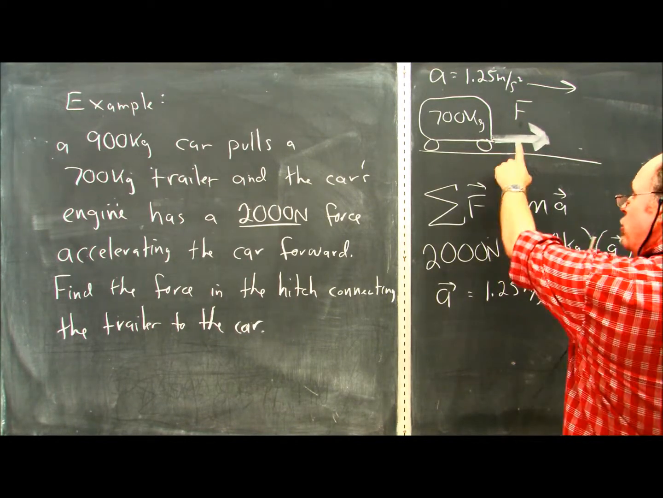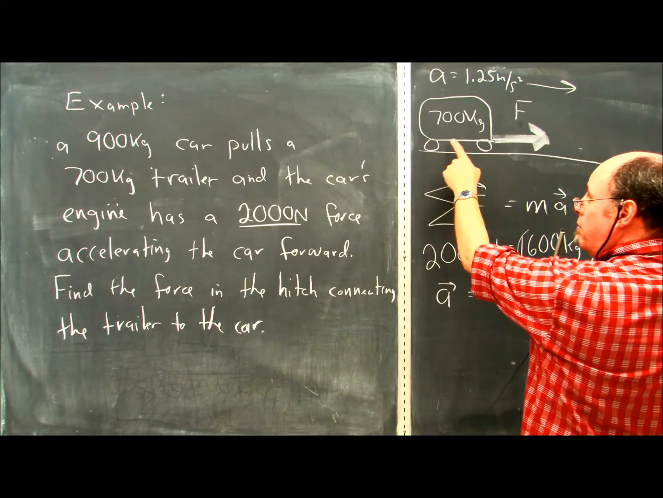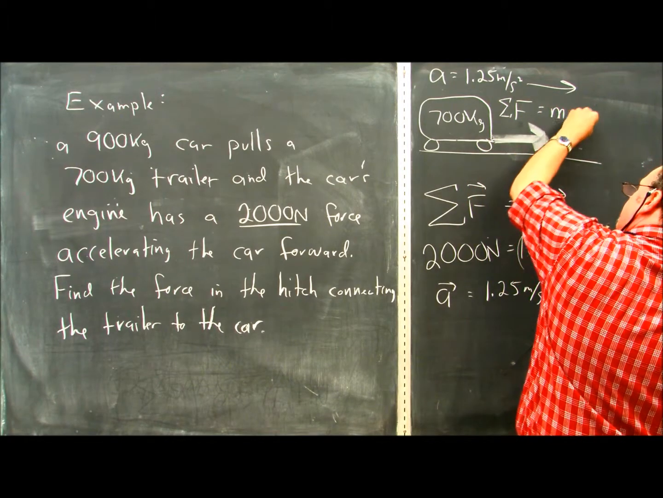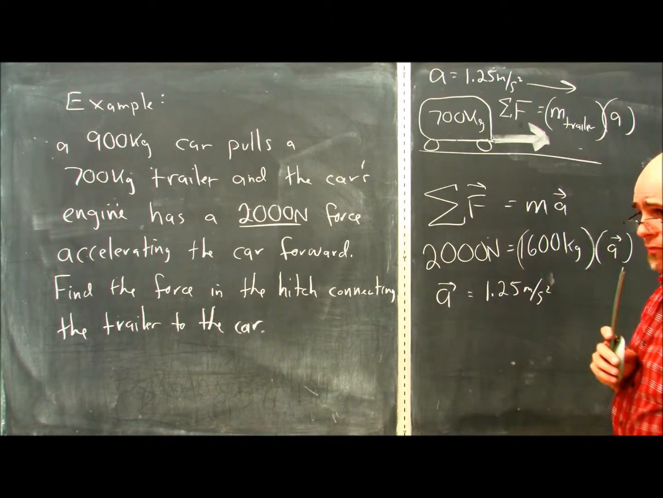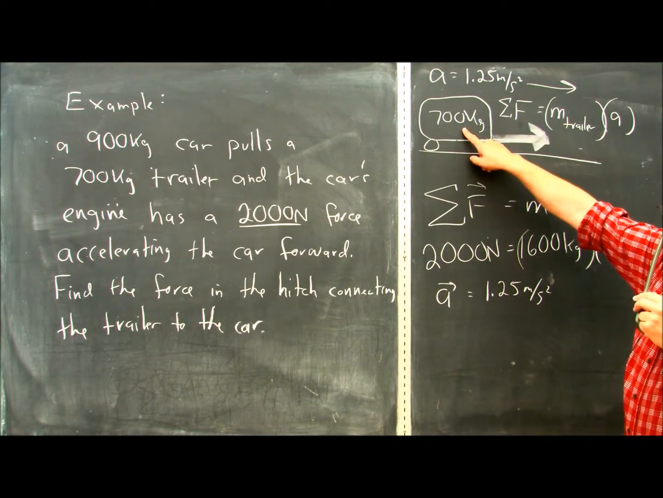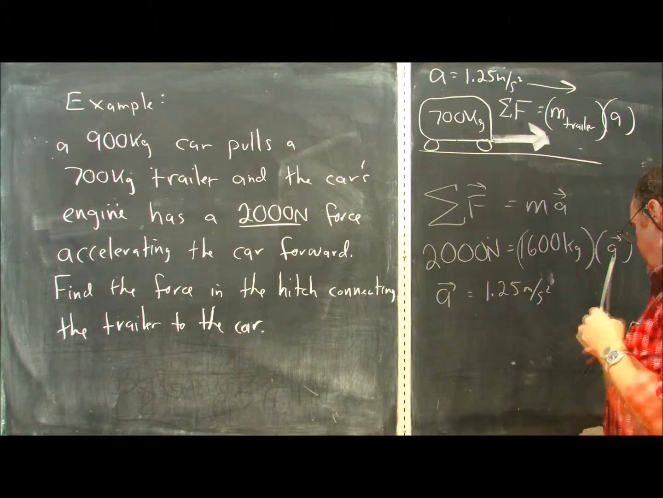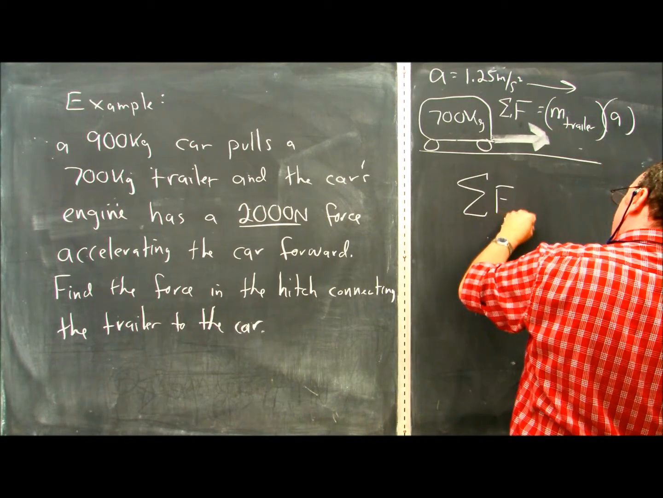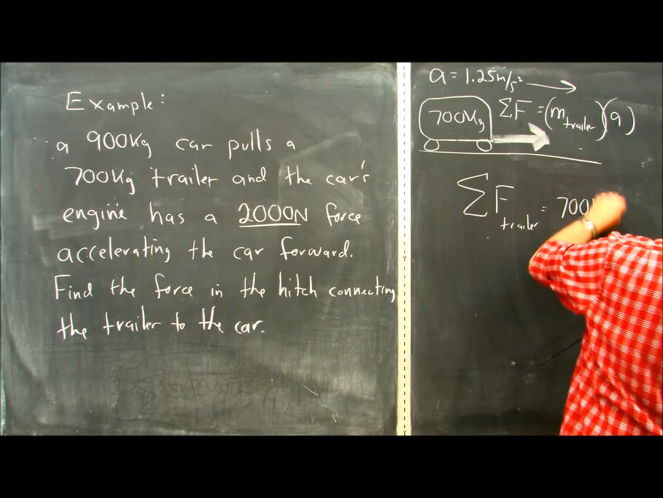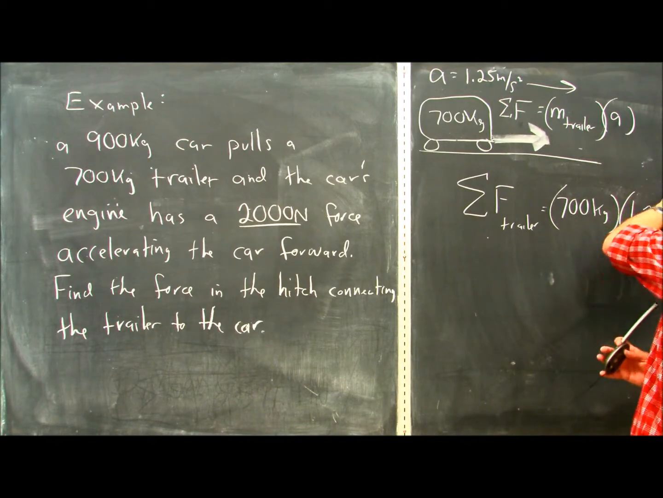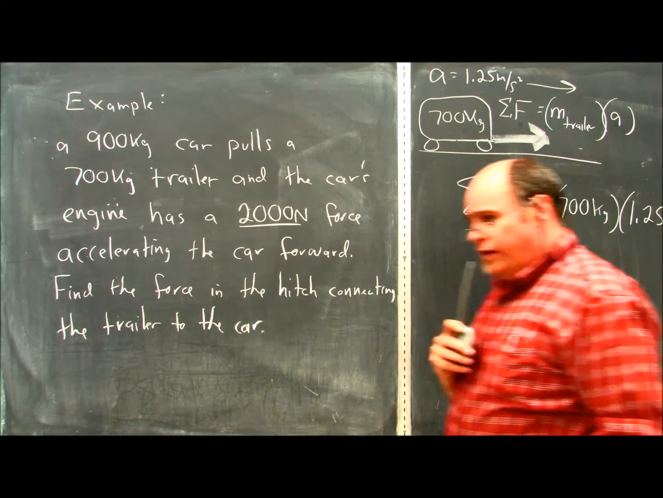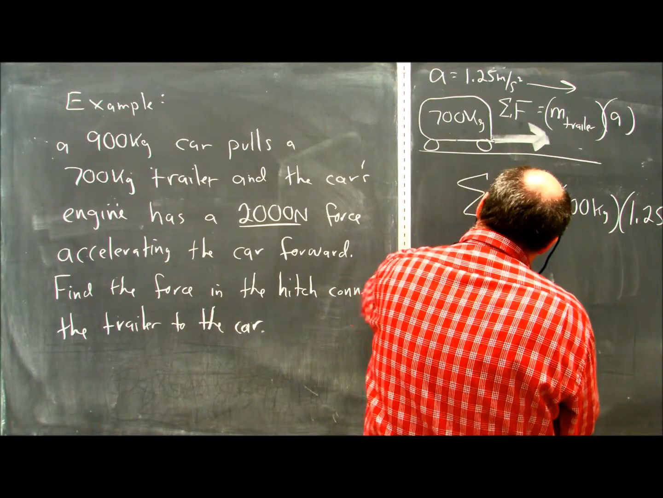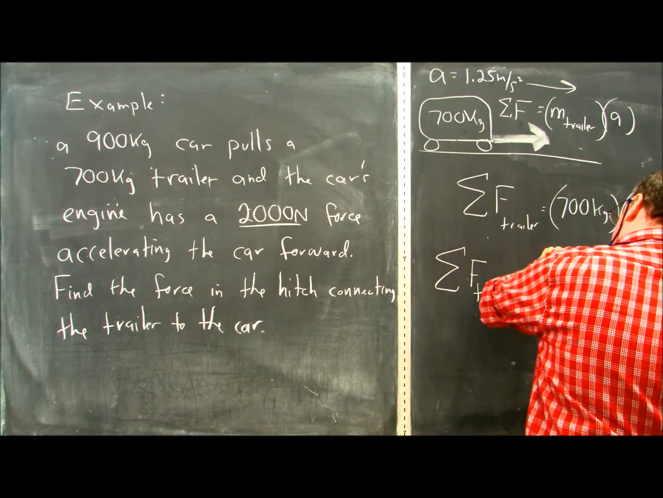So how would I find the force? I'm looking for the net force on this particular mass. The net force on that mass would equal the mass of the trailer times the acceleration. We know what the mass of the trailer is, it's written right here, and we know what the acceleration is, it's written right here. So we can plug those two in. The sum of all the forces on this trailer equals 700 kilograms times 1.25 meters per second squared, which is 875 newtons. So the sum of all the forces on that trailer equals 875 newtons.